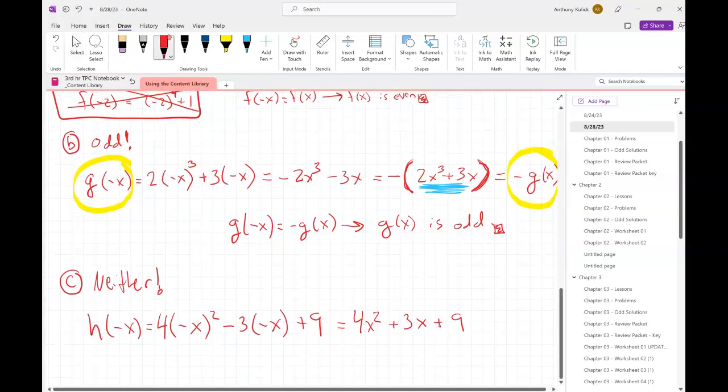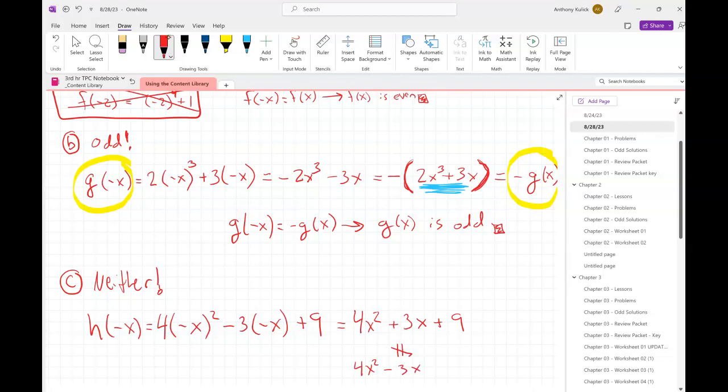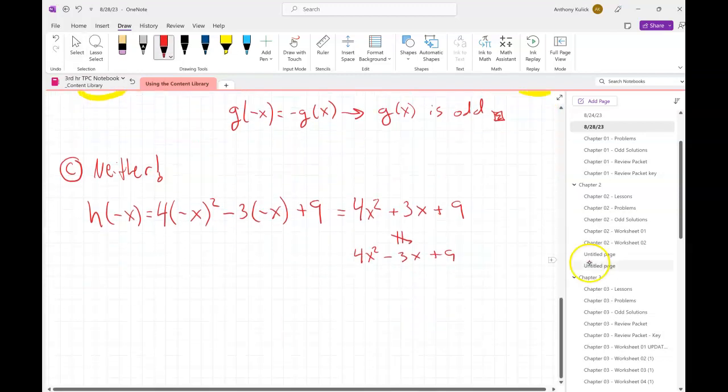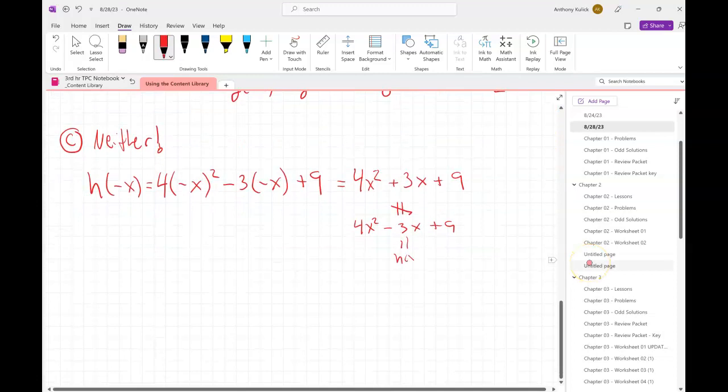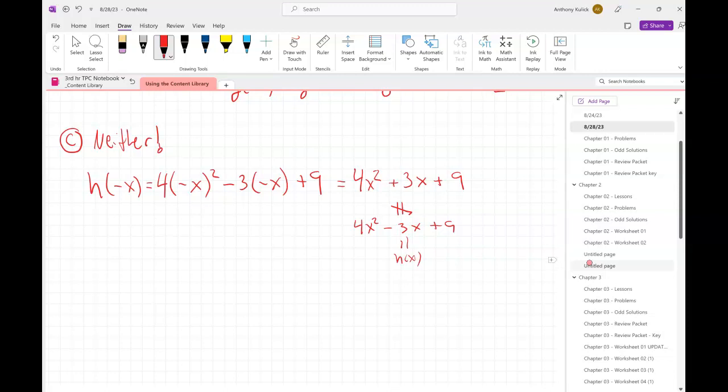Now notice that what we have here is not our h of x, right? Everybody see that? So we know it's not even. Everybody okay with that?